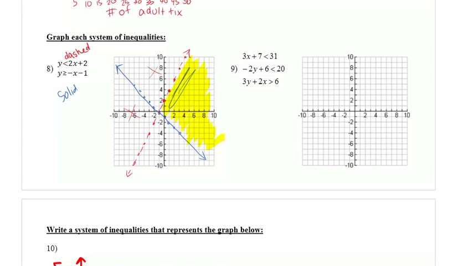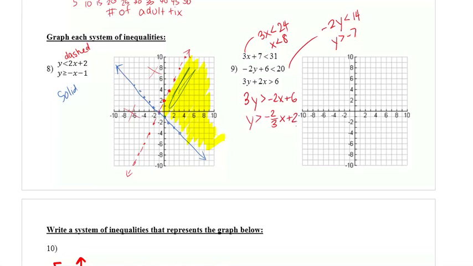For number 9, none of these are in slope-intercept form, so we need to fix that. For this one here, we would subtract 7 from both sides, get 3x is less than 24, which would be x is less than 8. For the next one, we'd subtract 6 from both sides, which means negative 2y is less than 14. Divide both sides by negative 2, have to flip that sign. Y is greater than negative 7. This one here, we would subtract 2x from both sides, divide by 3, and now we can graph.